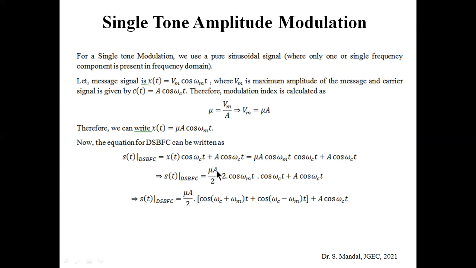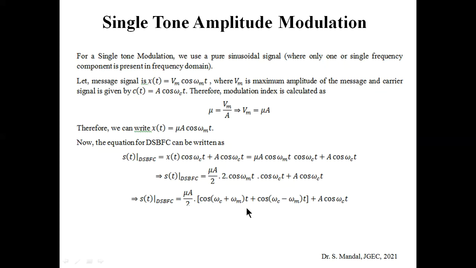Now by taking out μA/2, we get 2 cos ωm t cos ωc t + A cos ωc t. Now we can express 2 cos ωm t cos ωc t as cos(ωc + ωm)t + cos(ωc − ωm)t as per the trigonometric formula. So we can write that s(t), the equation for the single tone DSB-FC signal, is equal to (μA/2)[cos(ωc + ωm)t + cos(ωc − ωm)t] + A cos ωc t.